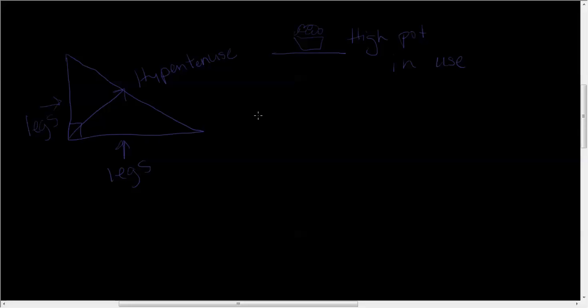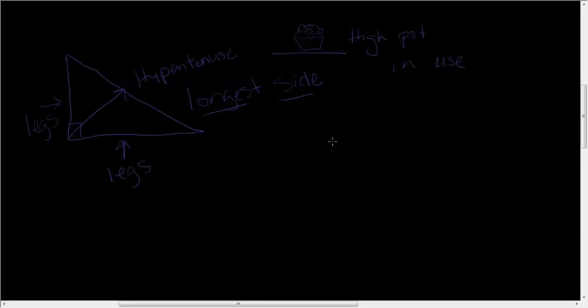So there you go. The side across from the right angle is the hypotenuse, and it is also the longest side in a right triangle. Always, always. That's going to come up later.